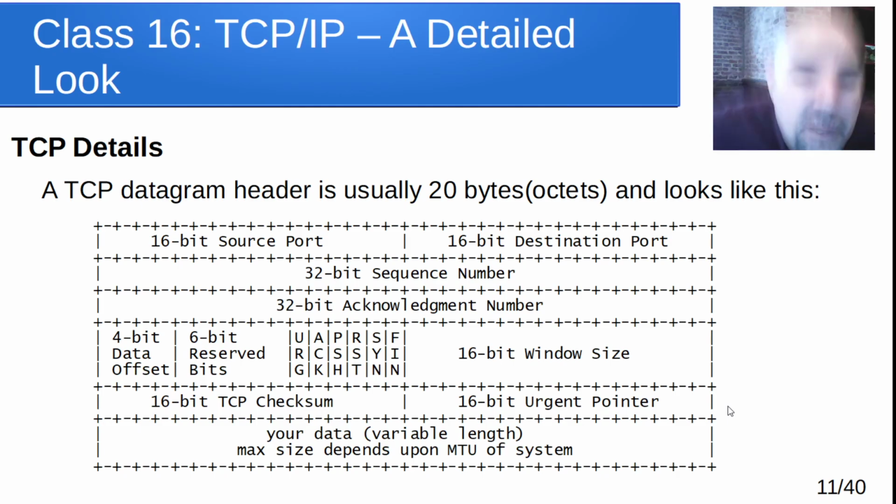But the first part you might notice is at the very beginning, we have the source port and a destination port. So every TCP datagram has a port number that it's associated with. And a way to think of a port number is that in the early days of computing, they had a need for a computer to handle multiple applications sharing that network.